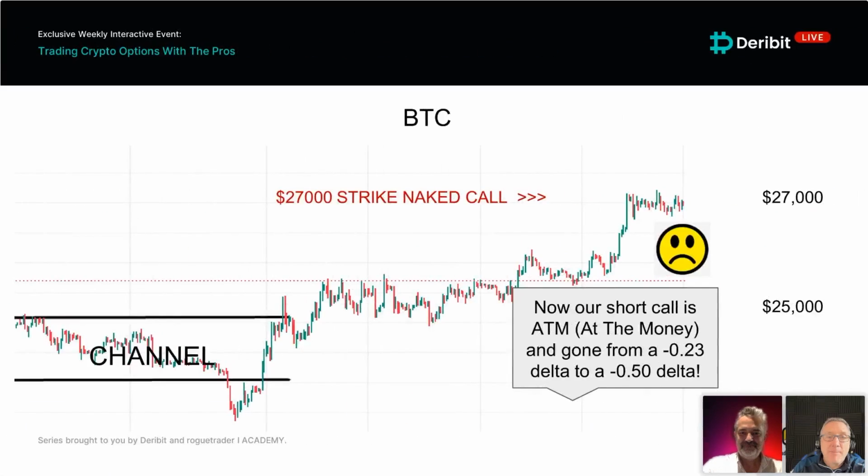We're not very happy. Our short call is now at the money. It's gone from a negative 0.23 delta to about a negative 50 delta. Negative 50, if we're using delta as a probability tool, means we've got a 50% chance. 50-50, it can go either way, right? And we're down money on this thing. We are down money on this. So here's the setup. Here's what's happened to us. Our beautiful trade has gone awry. Now we're in trouble. We're feeling the heat.